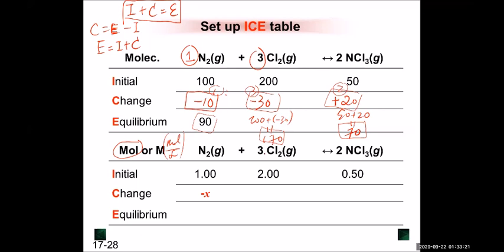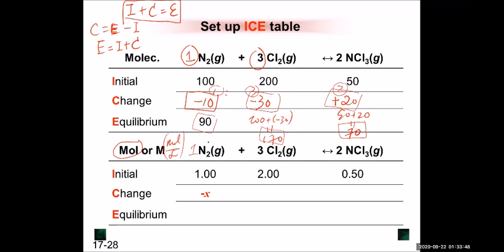In the future, the ice table is based on molarity and follows exactly the same principle as we discussed, based on number of molecules. When you have a reaction like this, the coefficients are 1, 3, and 2. The change should be proportional to the coefficient.